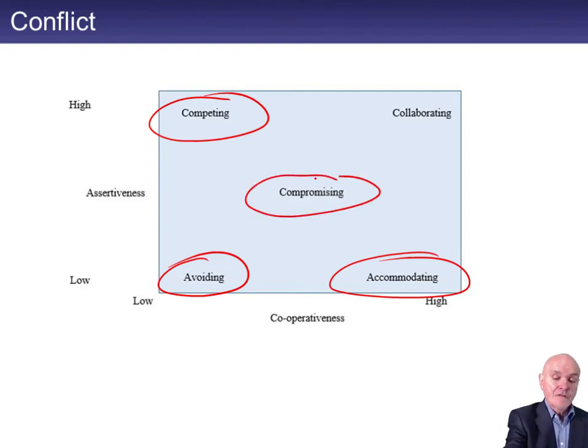Compromising, a kind of 50-50 place here. Compromising, okay, it's not too bad, but it is a kind of halfway house. What happens in a compromise is neither party is actually fully satisfied. And I suppose you can either look at that glass being half full or half empty in the compromise.